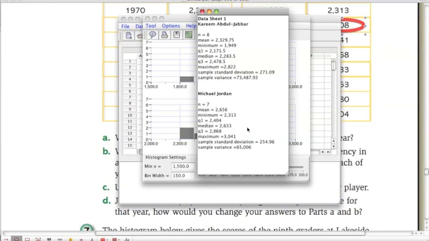That was the end of Part D, and this is the end of page 132, problem number 6.